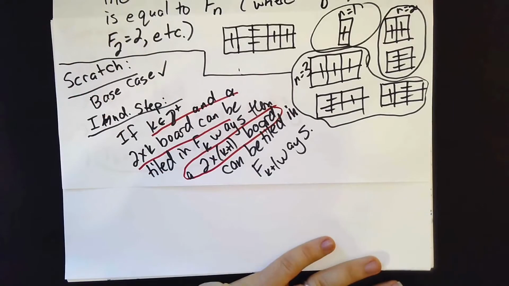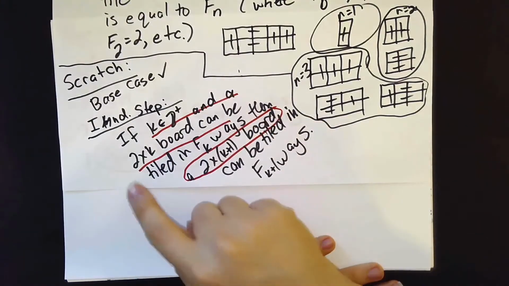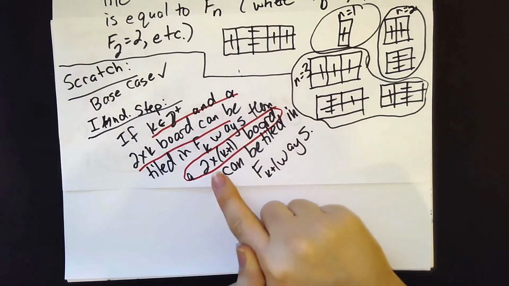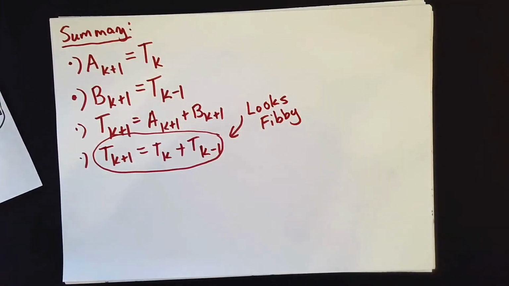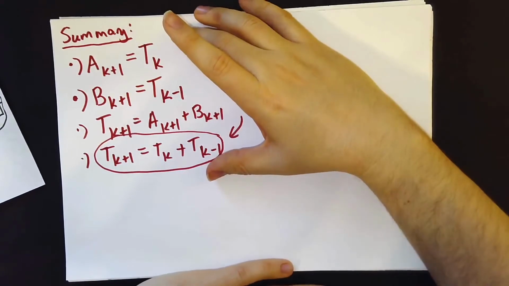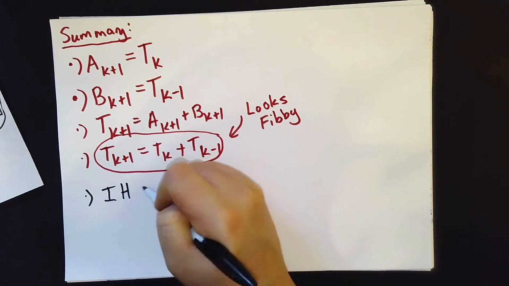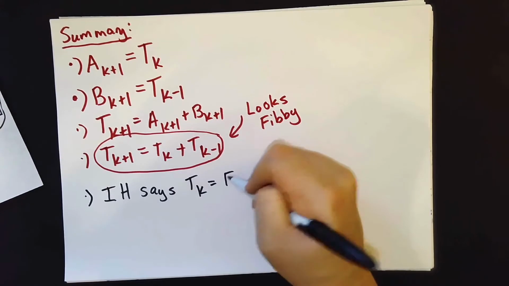So, let's rewind all the way back to what our first guess at the inductive step was. Namely, our first guess was that if k is a positive integer and a 2 by k board can be tiled in f sub k ways, then a 2 by k plus 1 board can be tiled in f sub k plus 1 ways. So everything written here we've proven. Nothing here involves our induction. But what our inductive hypothesis as it's currently written actually says is that t sub k is the same thing as f sub k.